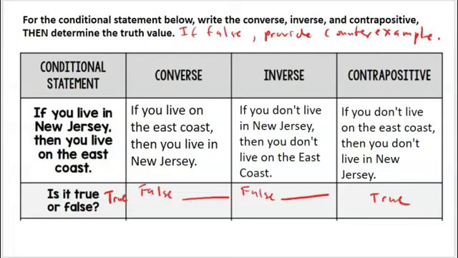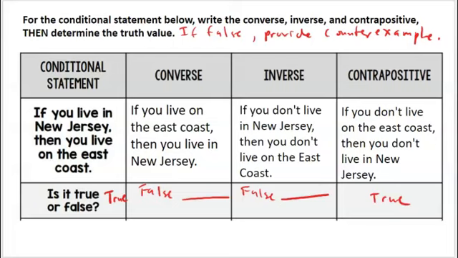So again, the converse, if you live on the East Coast, then you live in New Jersey. That is indeed a false statement, because you could live in New York, you could live in Delaware, you could live in Virginia. Any of those places are on the East Coast, and they're not in New Jersey. So that is a false statement. So any of those work as a counterexample.